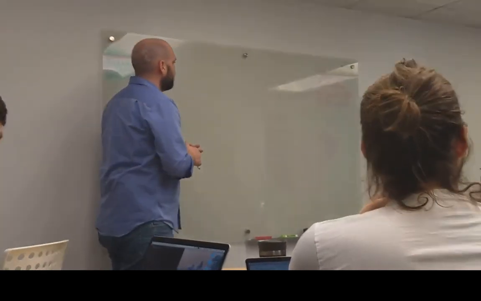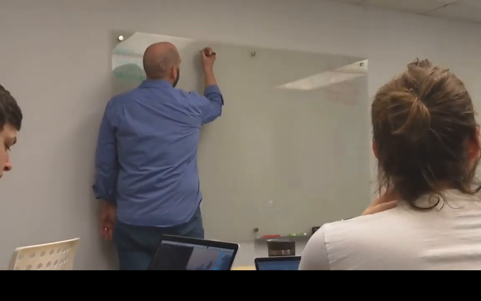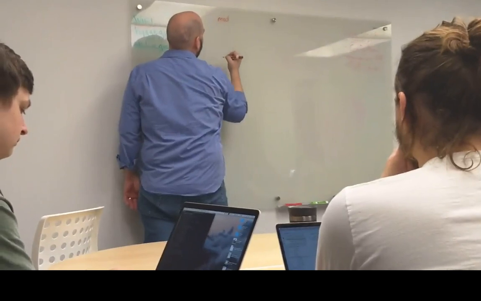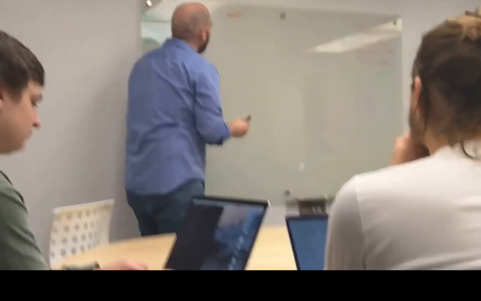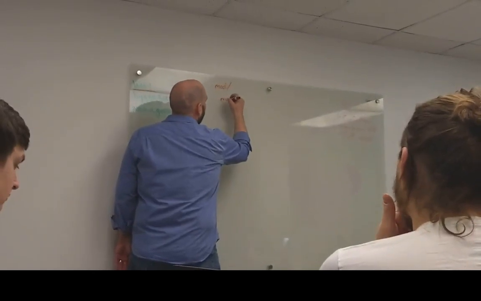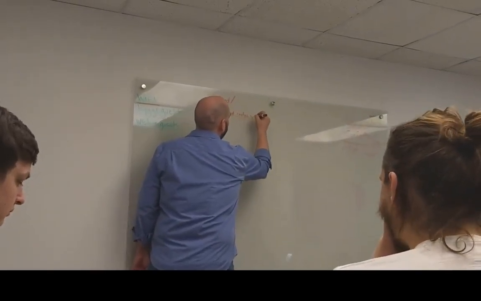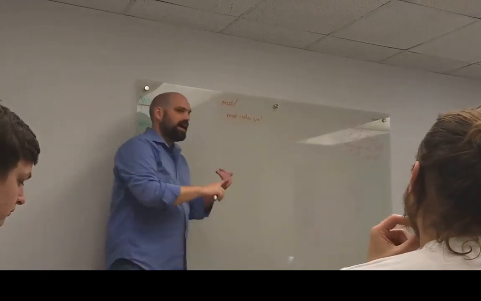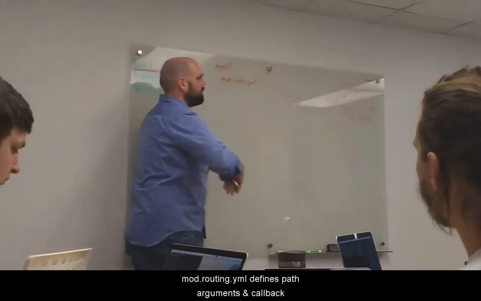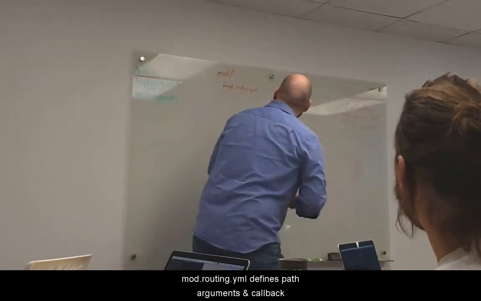So with hook menu as an example, that's now been broken up. We've got our custom module that has now just been renamed mod. And so what used to be hook menu is now mod.routing.yml, which defines the path, what arguments are expected on the path, and the callback. Which, I'm sorry? Routing. Is it routing? Yeah.